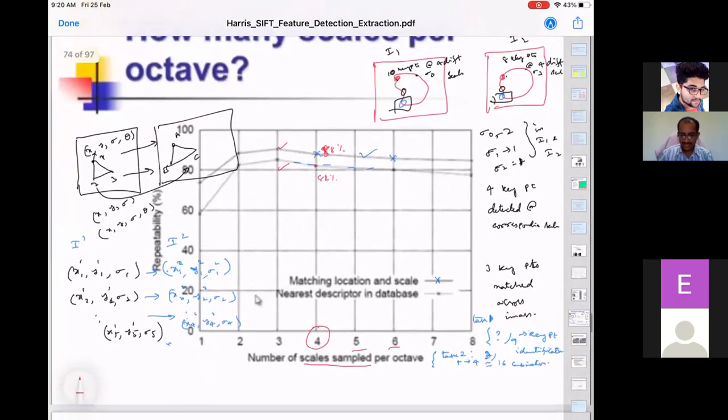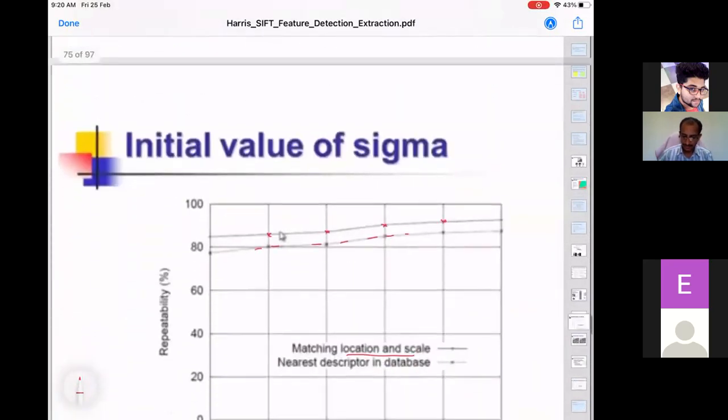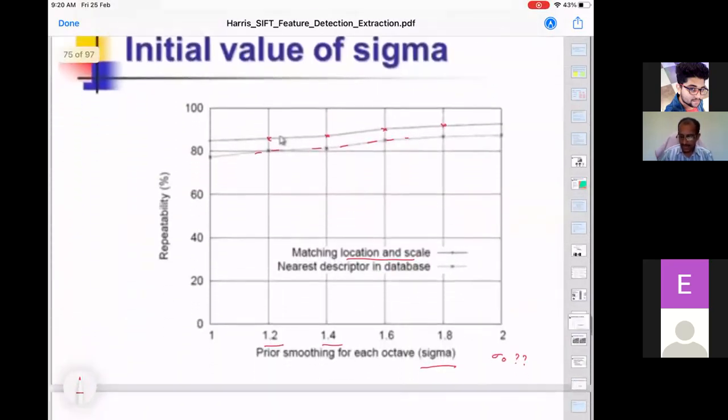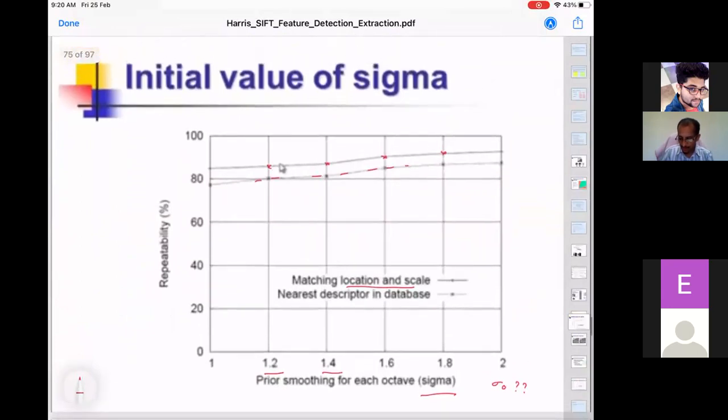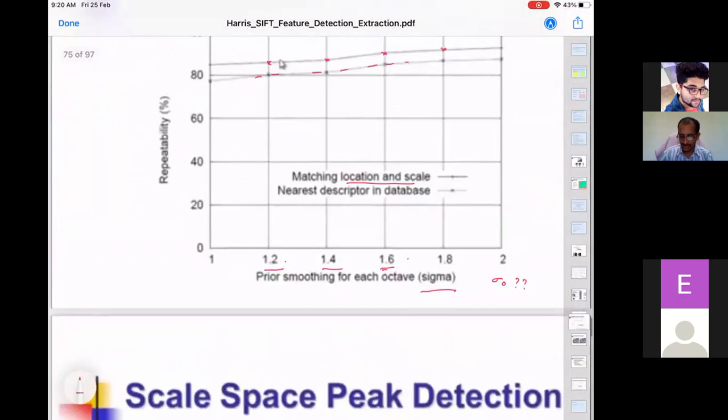This experiment they have conducted with, I think, several thousand key points. And here the prior value of sigma they have taken to be 1.28. There is not much improvement with respect to the value of sigma. I think 1.2 is what they have taken, or 1.6. Yeah, probably 1.6 is what they have taken.